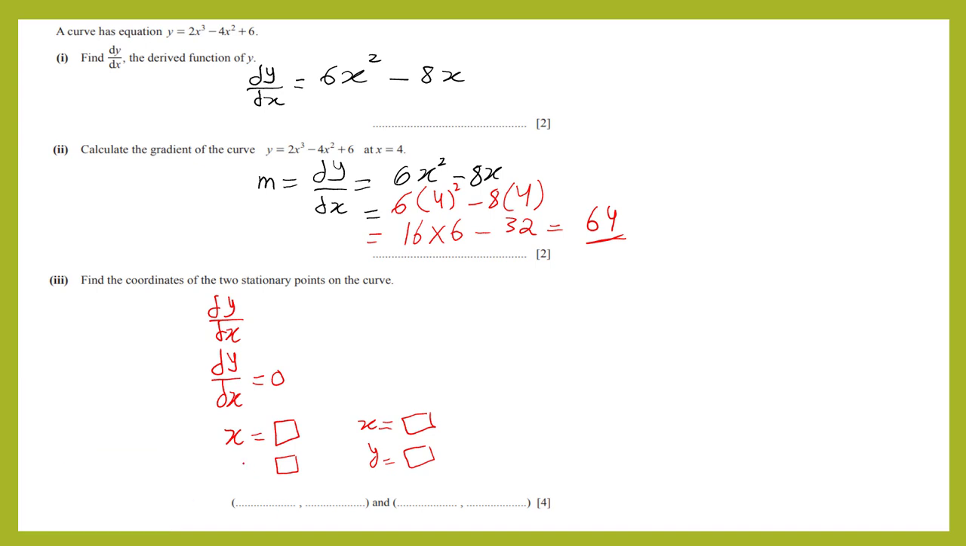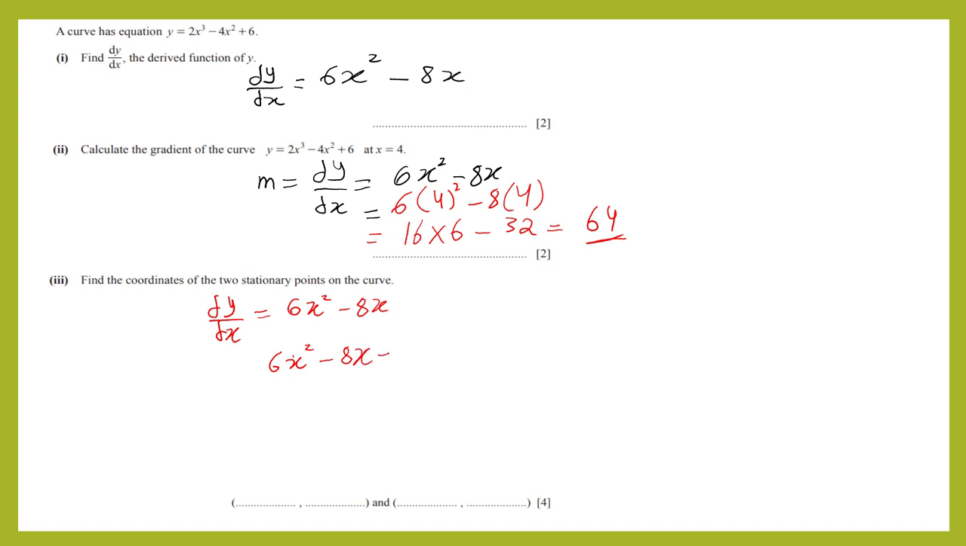The first thing is, we got already dy by dx. We need only to equate it to 0. So here we have dy by dx equals 6x squared minus 8x. Equate this one to 0, so it will be 6x squared minus 8x equals 0. Here we're going to take 2x as a common. So what will be remaining? 3x minus 4. So maybe x is 0 or x is 4 out of 3. So now we have the two x values. So let's get the y values.